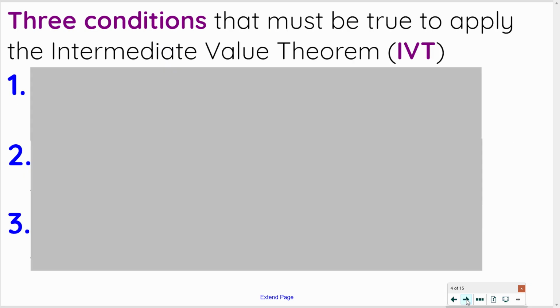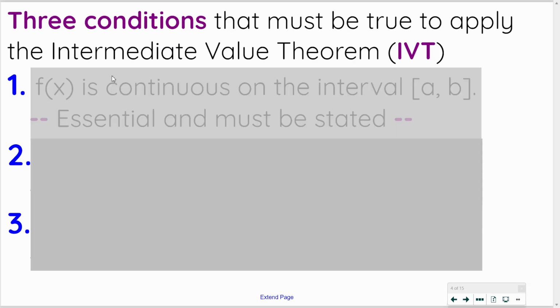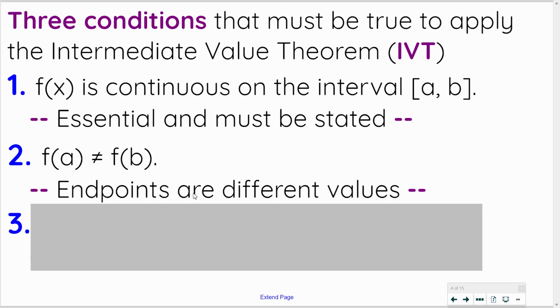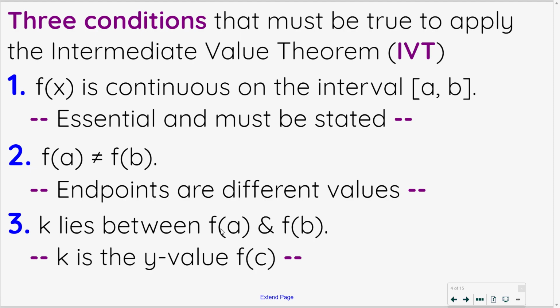Let's break this down into the conditions. Okay, so three conditions have to be true. Condition number one, f(x) is continuous on a closed interval. That is an essential step and you have to state it and why it's continuous. Condition number two, the endpoints f(a) and f(b) are different values. They can't be equal. And the third condition, k, that's a y value, has to lie between f(a) and f(b). So k is the y value when x is equal to c, so f(c). Those are the three conditions that have to be met.